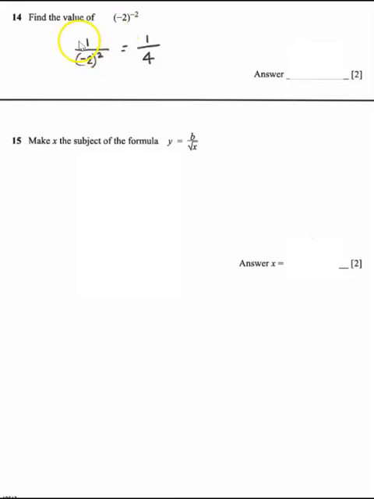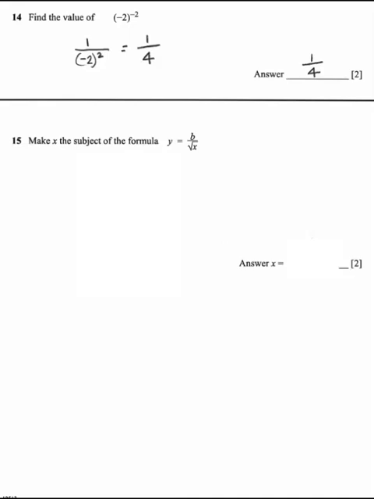You would just do 1 over, and then it's (-2) squared. Because this is in brackets, it's going to be -2 multiplied by -2, which then becomes 4. So the final answer there should be 1/4.